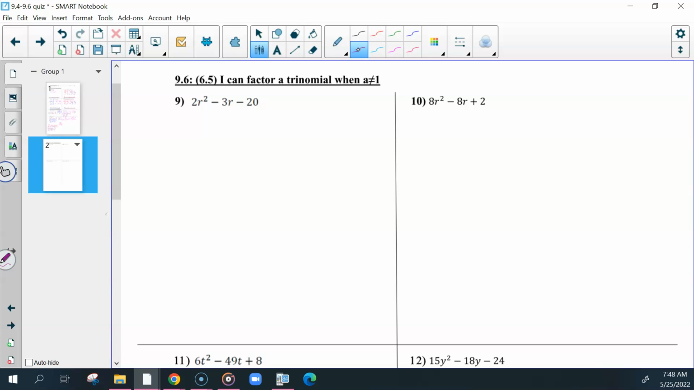For number 9, always look and see, does it have a GCF first? This one did not, except 1. So we're looking for 2 numbers that multiply to be negative 40, but add to be negative 3. The 2 numbers that would have worked were negative 8 and positive 5. You didn't have to do this exactly, but something that told me that you multiplied these 2 numbers and got these 2 numbers outside of putting it in your equation was worth 1 point.